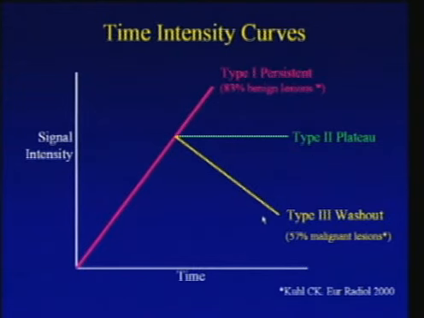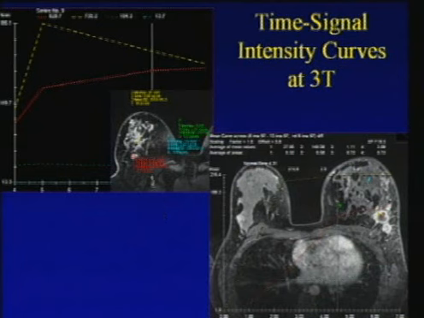My own personal experience, these time intensity curves don't really help me that much. 85% of my curves are type 2. So at the end of the day, I'm really relying on the morphologic analysis. But here's an example where it actually worked.